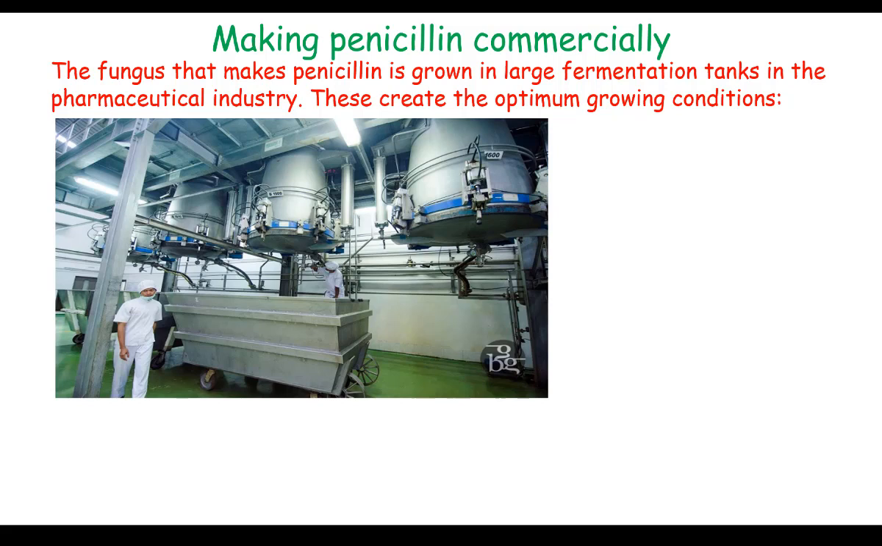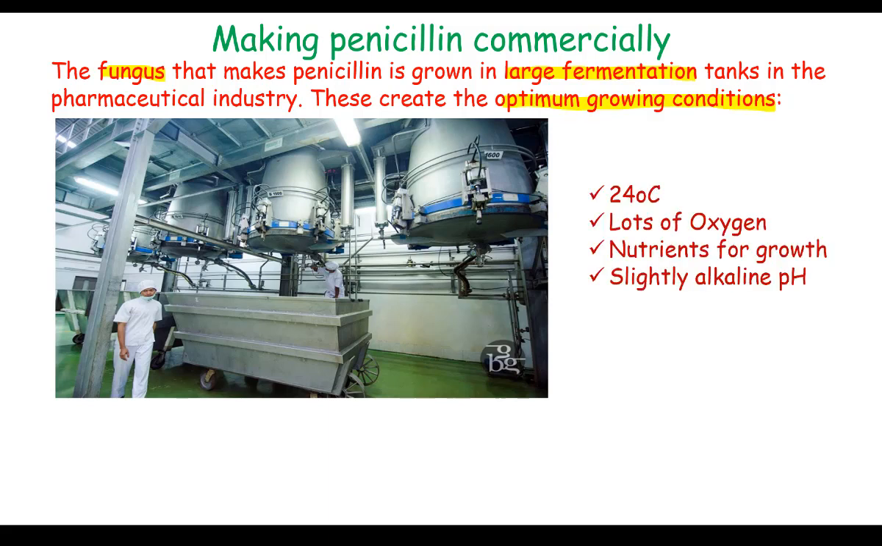They grow the fungus in large fermenters or biodigesters, and they use optimum growing conditions, like for example 24 degrees C, lots of oxygen for respiration, nutrients for growth such as glucose and amino acids, and a slightly alkaline pH. Those are the conditions which the fungus will grow best in.